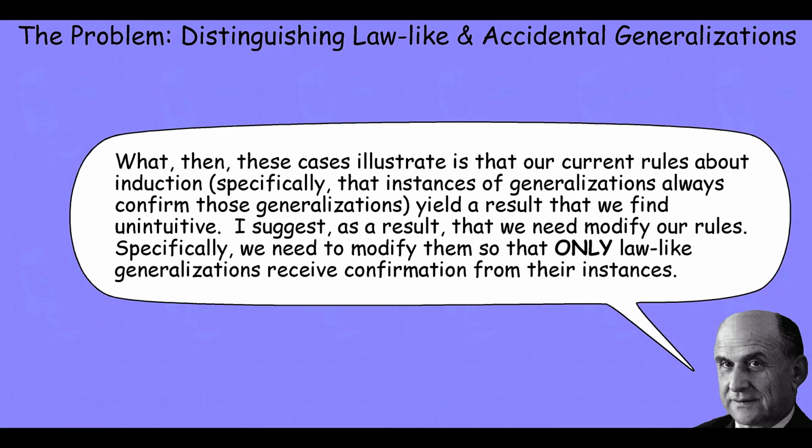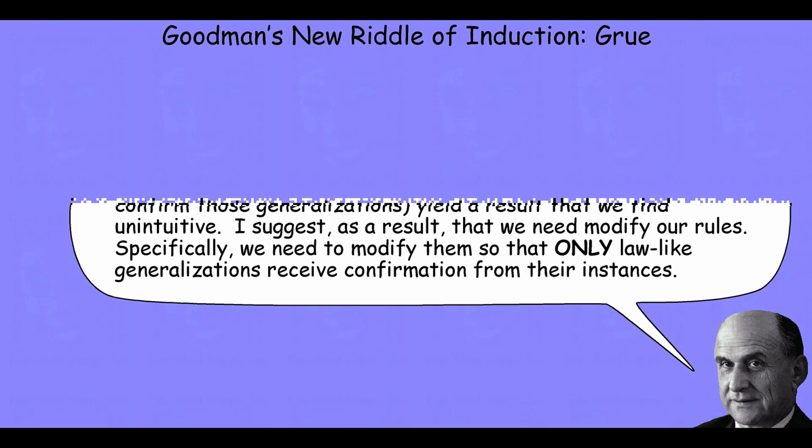What these cases illustrate, then, is that our current rules about induction, specifically that instances of generalizations always confirm those generalizations in proportion to their number, yield a result that we find unintuitive. Goodman suggests that we need to modify our rules, so that only law-like generalizations receive confirmation from their instances. Now, you might suppose that this doesn't seem like that big of a problem, that the groundskeeper generalization isn't going to be confirmed very long. We'll run into all sorts of exceptions to that rule quite quickly.